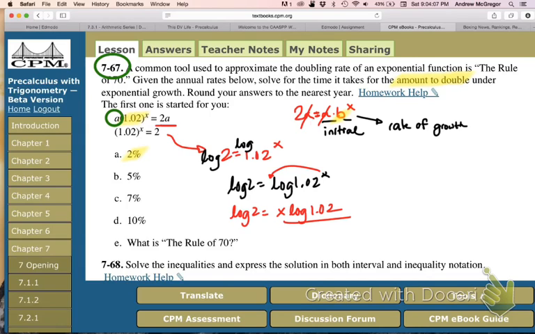And we can divide each side by log of 1.02. So those cancel. And then the answer to this is x equals about 35 years.